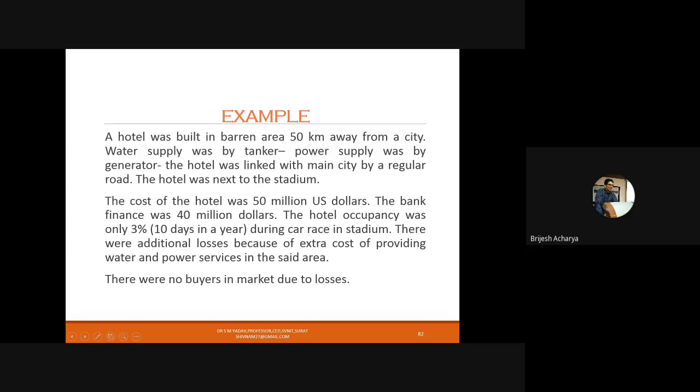The hotel occupancy is only 3%, that is 10 days in a year during the car race in the stadium. This stadium may have car racing, and only during these 10 days the hotel rooms were booked. There were additional losses because of the extra cost of providing water and power services in the area. There were no buyers in the market due to losses. So for this particular property, you find that there was no buyer in the market.